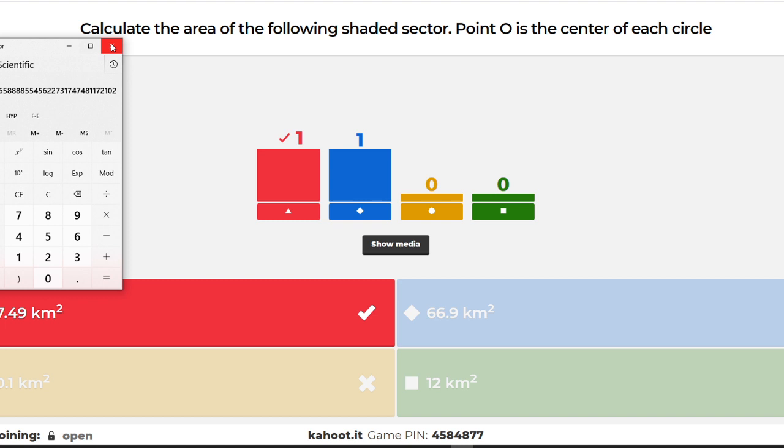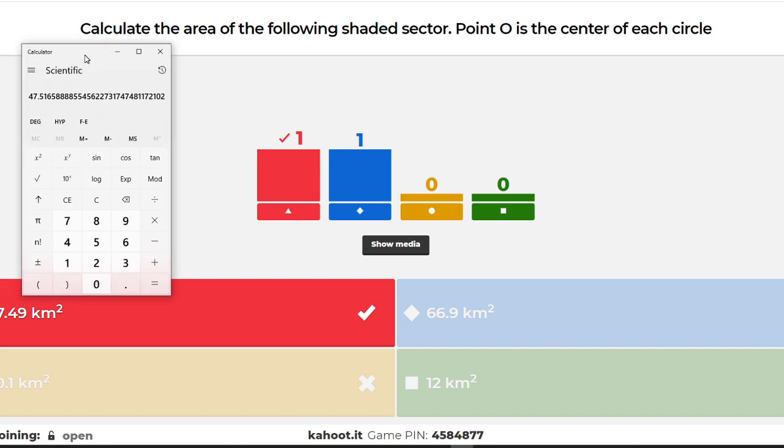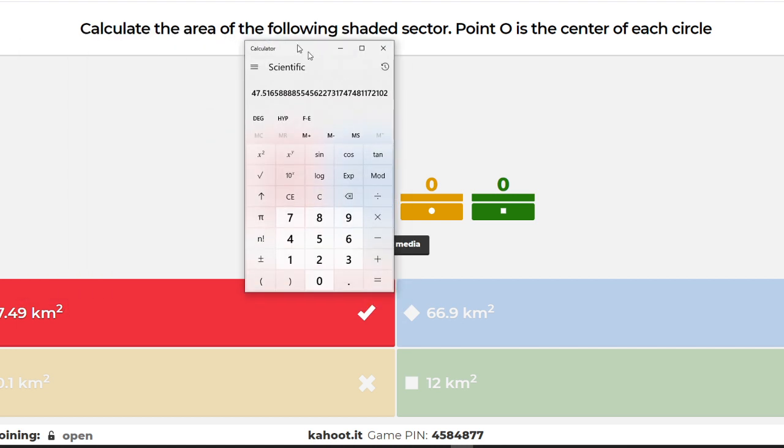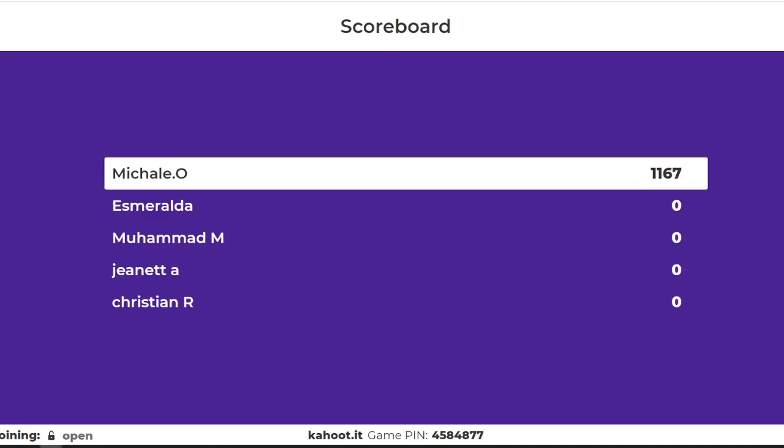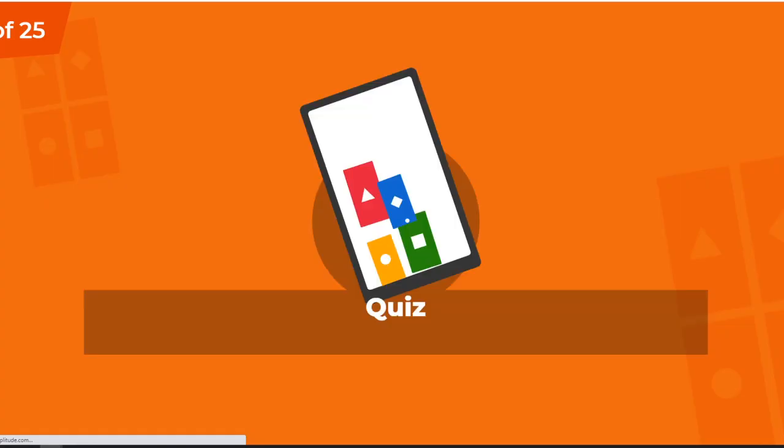Can you guys see my calculator on your screen? Yes, no, maybe so. You can't see my calculator on the screen? Oh. All right. And let's see. Oh, Mikhail. I think it's going to be one of those days. Mikhail's taking control.